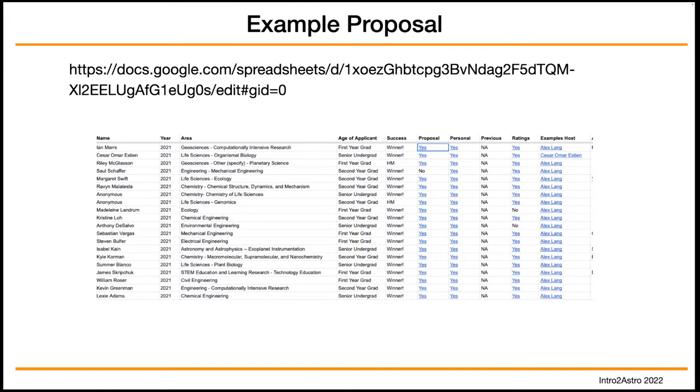So the proposals listed here span a range of different disciplines from chemistry and biology to engineering. But the general structure and the tone of language used in these proposals should be quite universal. So feel free to take a look at them before you write your own proposal. I'll share this link on our course website.